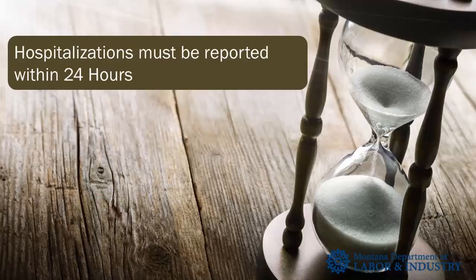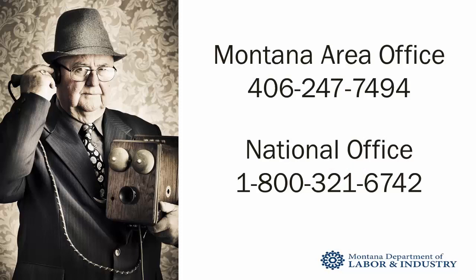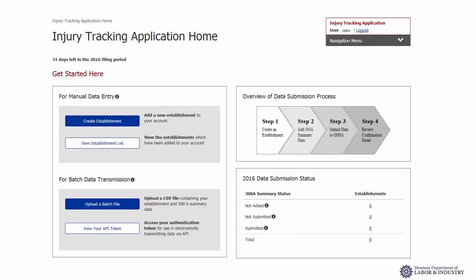Work-related amputations, inpatient hospitalizations, and the loss of an eye must be reported to OSHA within 24 hours of learning of the incident. These events can be reported by phone to the local OSHA area office or by using OSHA's toll-free number or by using the reporting application on OSHA's public website.